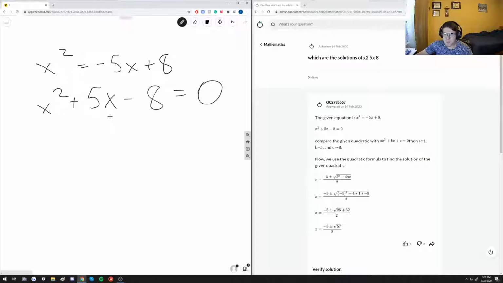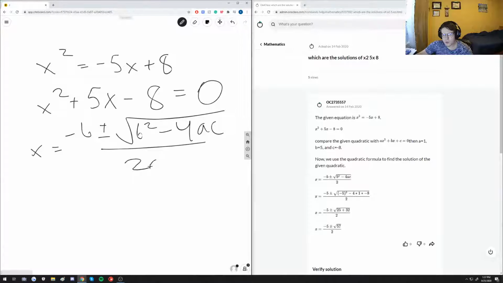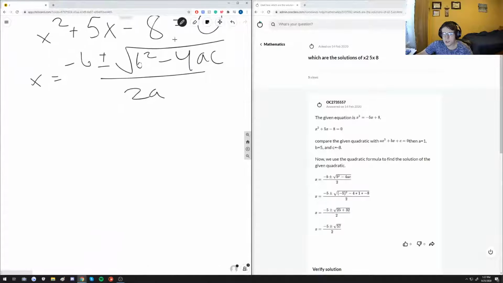Now that we have this, we can apply the quadratic equation, which we know as x is equal to negative b plus or minus the square root of b squared minus 4ac all over 2a. And in this case, our a, b, and c are the coefficients of our terms in the quadratic equation. I'm putting this 1 here because if there's no coefficient, there's always an invisible 1 right here. So that's our a, that is our b, and this is our c. Okay? So we're going to plug them in.